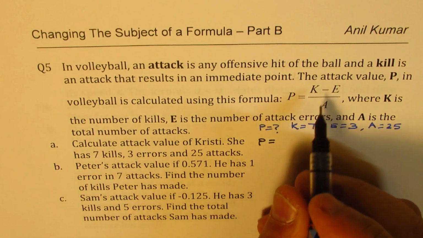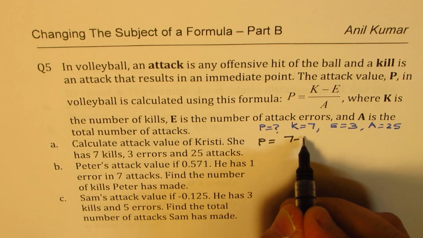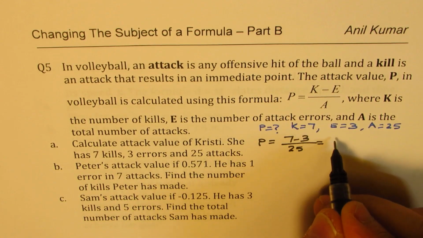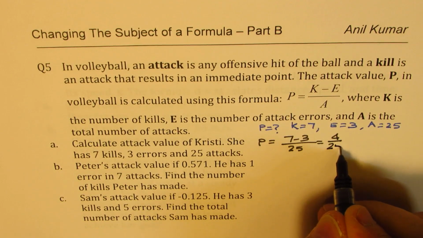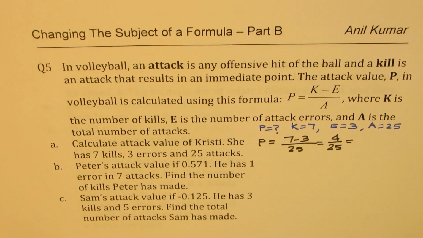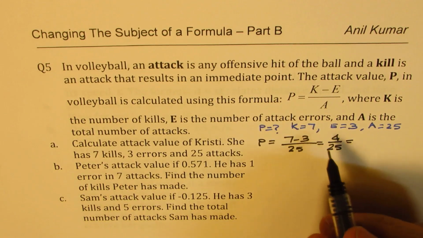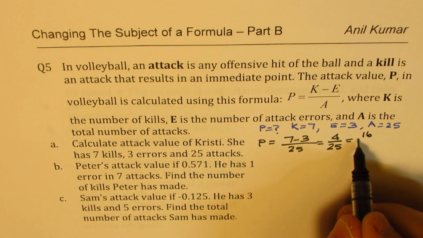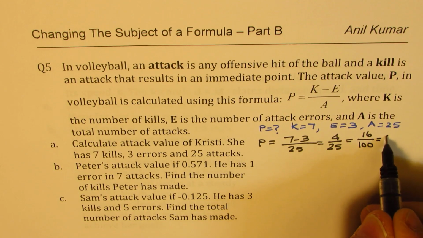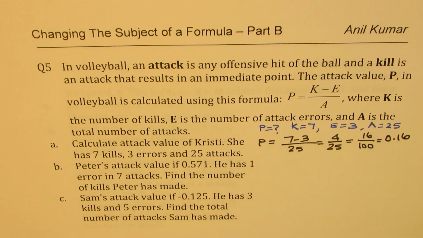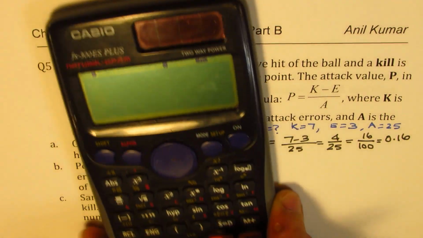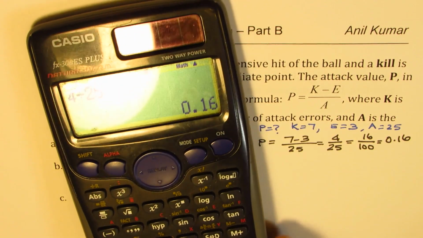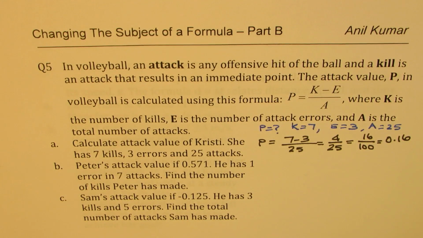So we can say P equals K minus E, that means 7 minus 3, divided by A, and A is 25. Is that clear? 7 minus 3 is 4, so we get 4 over 25, right? If a calculator is not allowed, you could also think about multiplying by 4 on both sides. So you could say this is the same as 16 over 100 and then write your result as 0.16. You could do that. Well, in this question, the calculator is allowed. So we'll do 4 divided by 25 equals the decimal value 0.16, correct? So that is how we're going to do it.